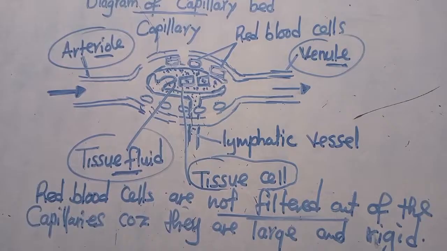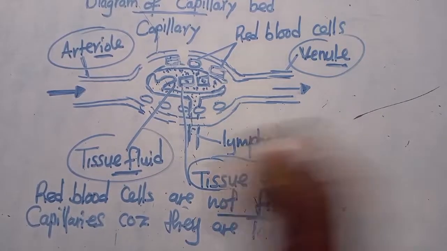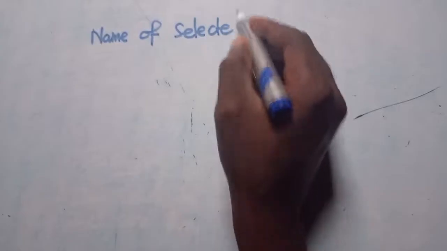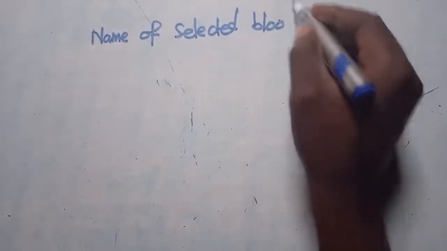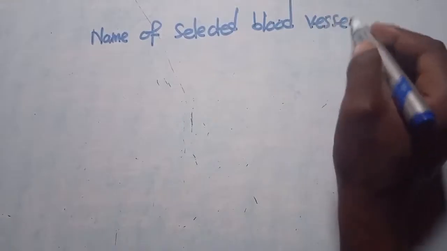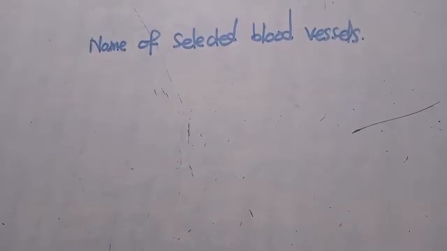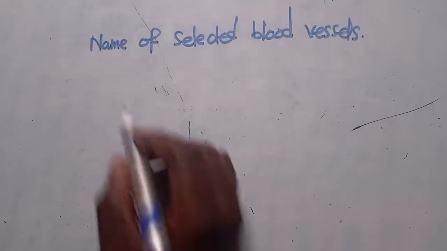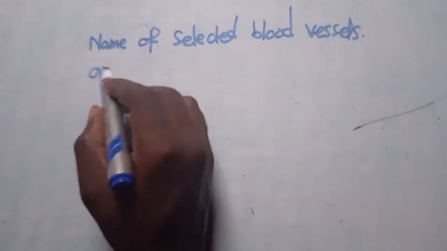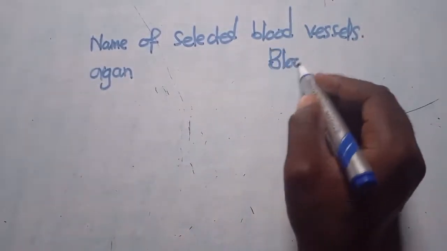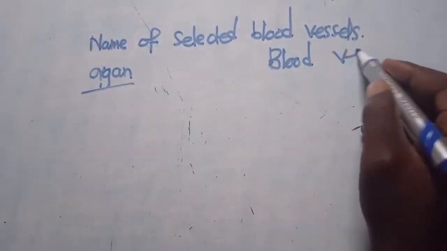From here, before we look at the blood, we now need to understand certain names. Names of selected blood vessels that you are supposed to understand. For example, whenever we name an organ, there is a selected blood vessel associated with it.